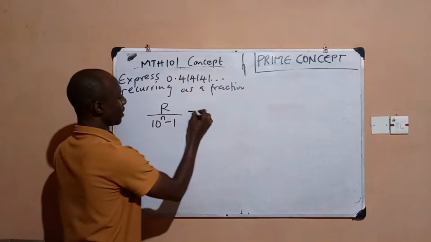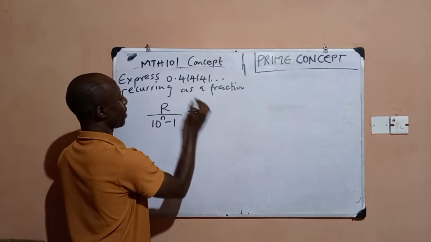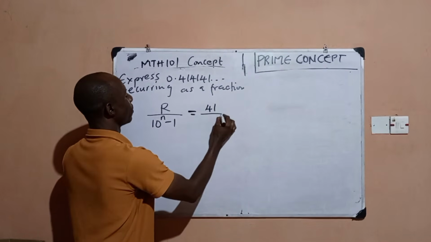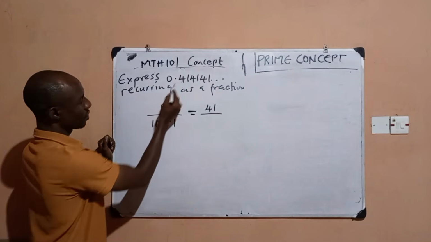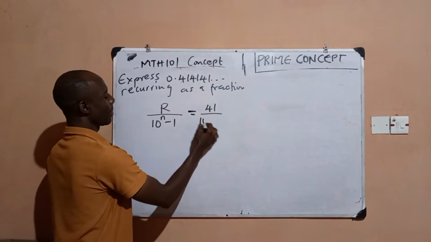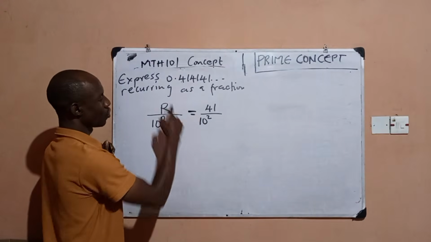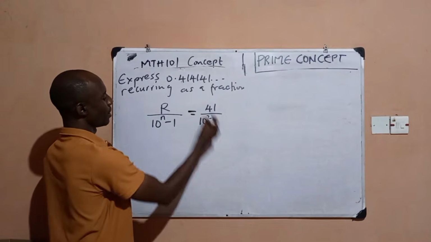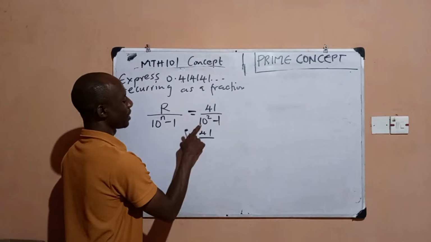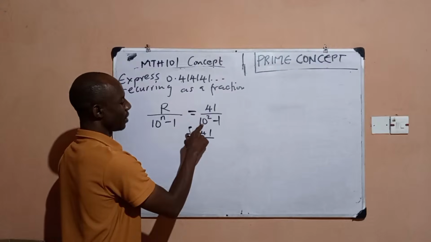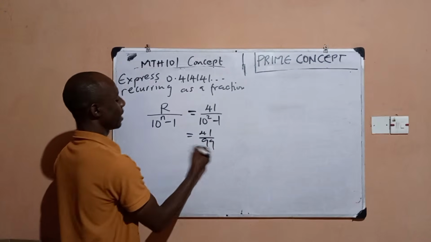So in this case, what is recurring is 41. So I have 41 over... Now, how many numbers are recurring? Two numbers are recurring, 4 and 1, so I have 10 raised to the power 2, then minus 1. So I have 41 over 100 minus 1, which is 99. So this is my answer.